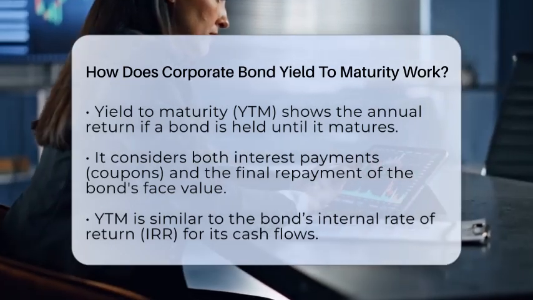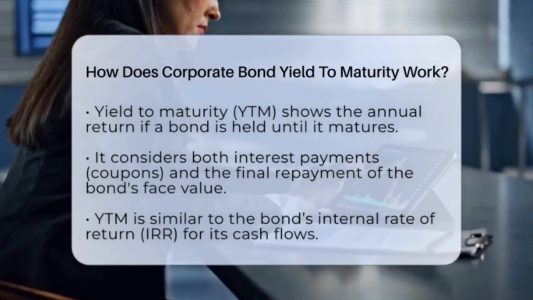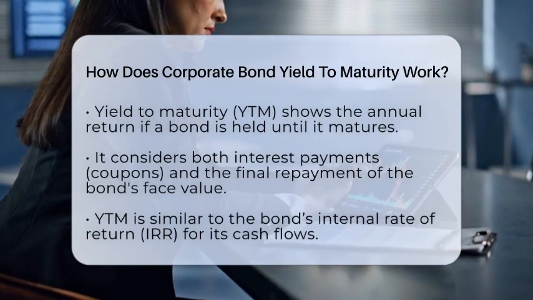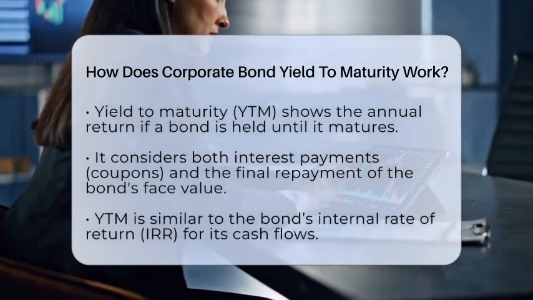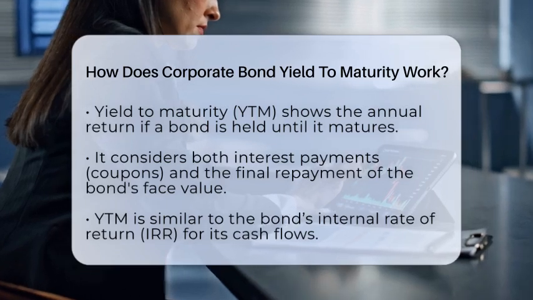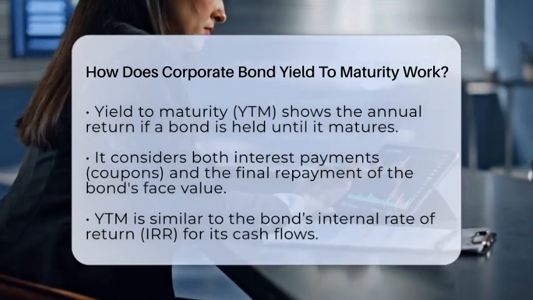Yield to maturity is the annualized return you would get if you buy the bond at its current price, keep it until it matures, and all payments are made as scheduled. It's a way to see the real earning potential of a bond, considering both the interest payments and the final repayment of the principal amount.